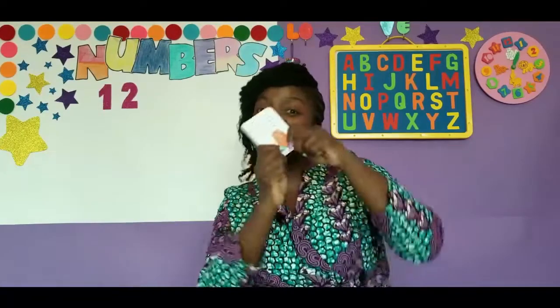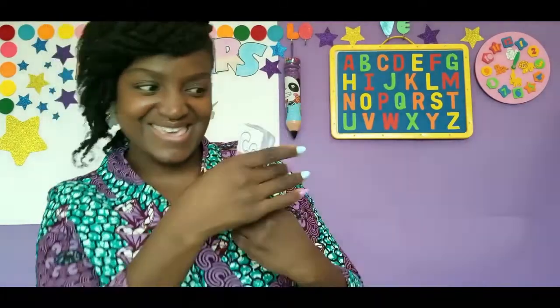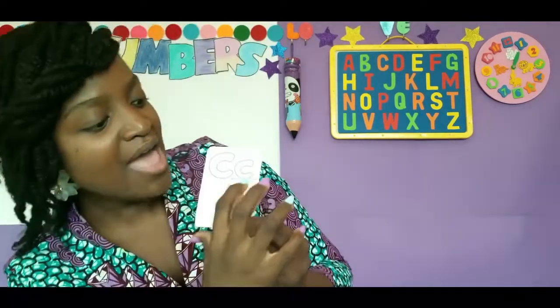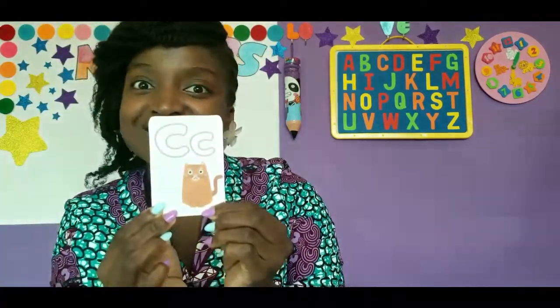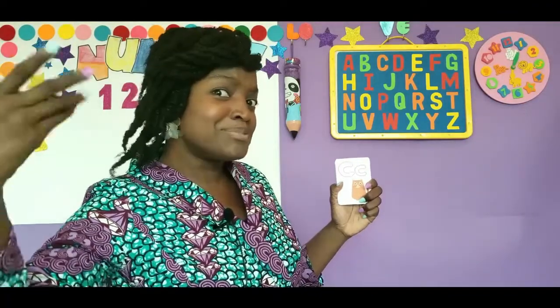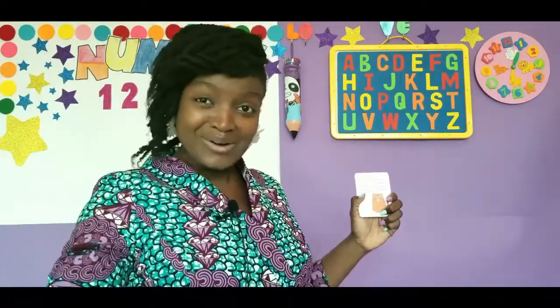Look what I have in my hand. Flashcards. Today, we will be looking at the letter C. Let's have a look. C is for cat. This is the big letter C, and that is the small letter C. C is for cat. Now, what do you say we color the letter C purple, the color of the week?